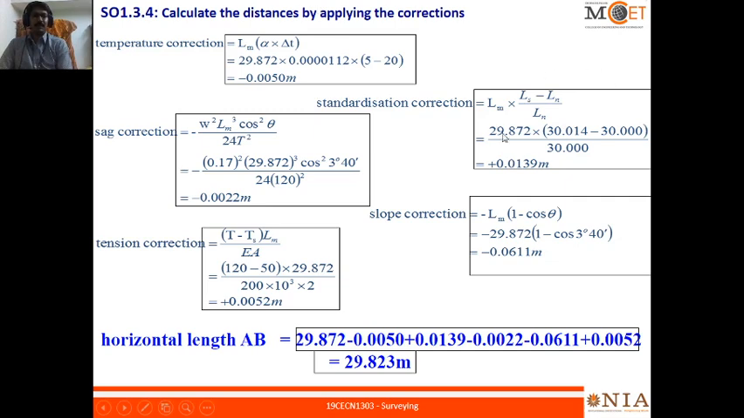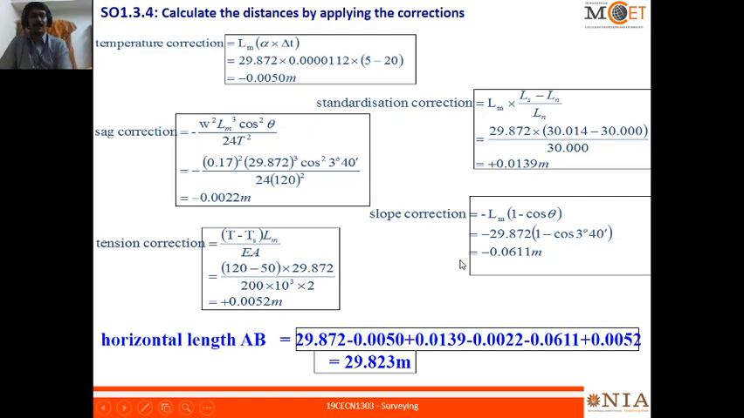At the initial stage the chain may be exactly 30 meter or 20 meter, but by continuously using it in a hot or cold environment, the length may vary, either long or short. It has to be checked with the standard distance. Then you have to think whether you have to apply this or not.